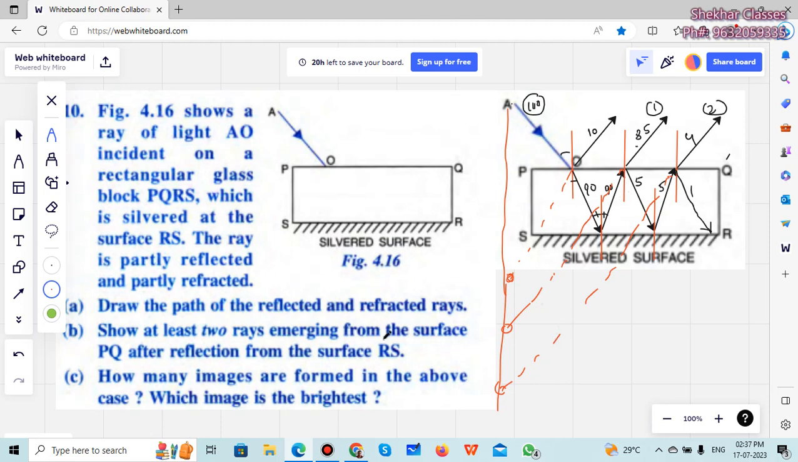Then the question is, which is the brightest one? You can see this is the brightest one. It has 85 units of light intensity. Just taken as an example, don't write it in the exam as such.